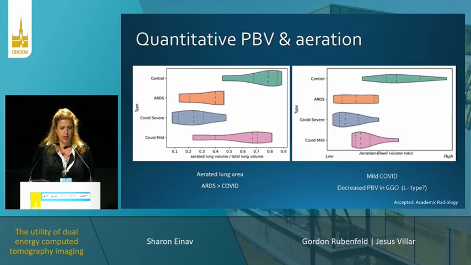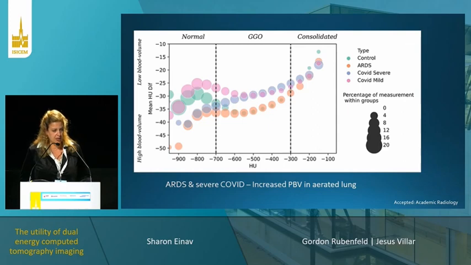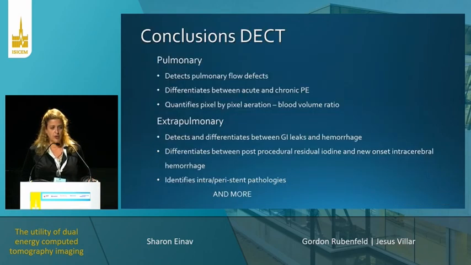But more interestingly, in mild COVID, we found decreased pulmonary blood volume, specifically in areas of ground glass, and that correlates with the idea of perhaps L-type lung involvement. And then we looked at this, you can see here that in ARDS and severe COVID, there's increased blood volume in the aerated lung, probably in an attempt to compensate for the lack of blood in the rest of the lungs. So with that, I'd just like to say, we can use dual energy CT for multiple indications.